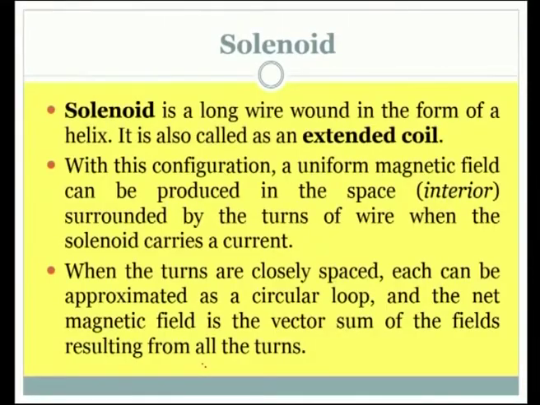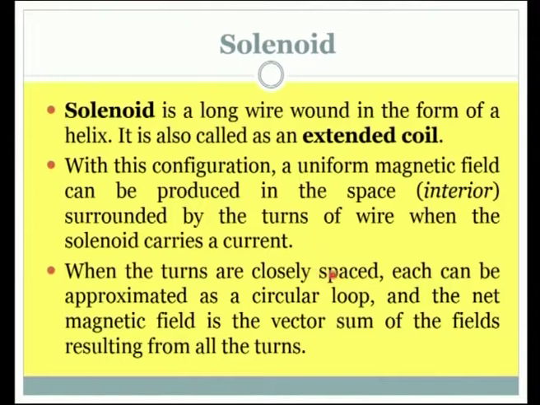Shall we take it up for our discussion? So, what is a solenoid? As I have said, a solenoid is a long wire wound in the form of a helix. It is also called an extended coil. With this configuration, a uniform magnetic field can be produced in the space. Space here refers to the interior surrounded by the turns of the wire when the solenoid carries a current.